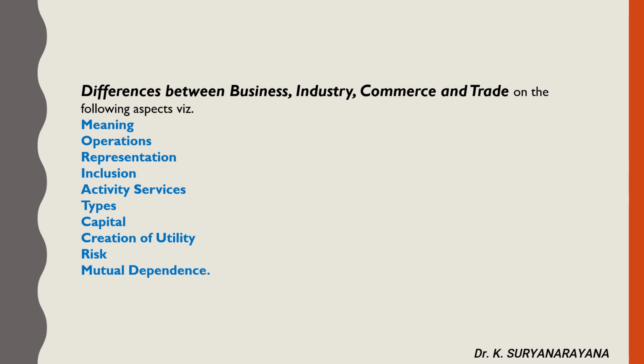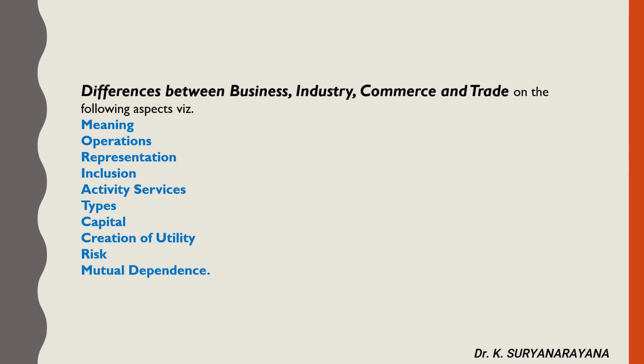Coming to risk, business involves higher level of risk, and in industry also there is high level of risk. Commerce involves a lower level of risk than that of industry, and trade involves a low level of risk. Coming to mutual dependence, all the activities of trade, industry and commerce come under business. Commerce and trade both greatly depend on industry. Trade is a significant part of commerce. Therefore, without trade there cannot be commerce. Activities of industry and commerce cannot be completed without trade.